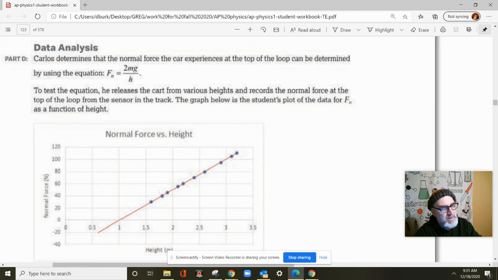Anyways, Carlos runs the experiment and gets a graph, and the graph does not support the equation at all because the equation is an inverse equation. It's just like saying y equals 1 over x, right? 2mg is constant. That's like the number 1. 1 is constant. 2mg is constant. So that's like y equals 1 over x.